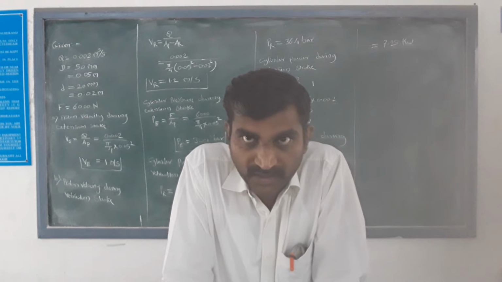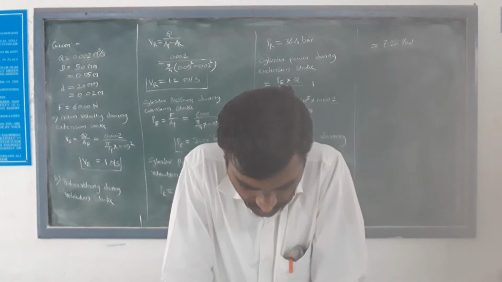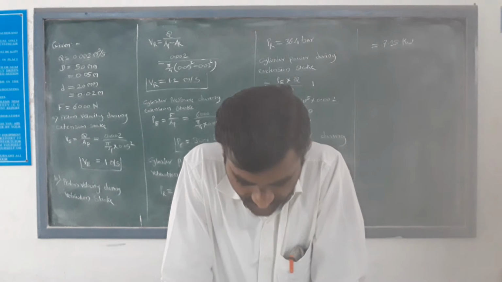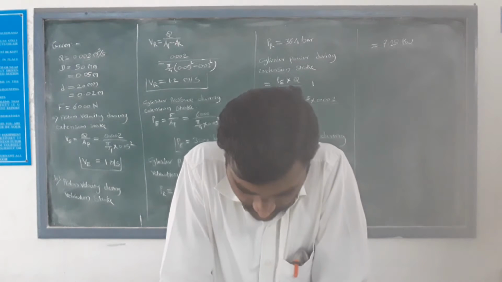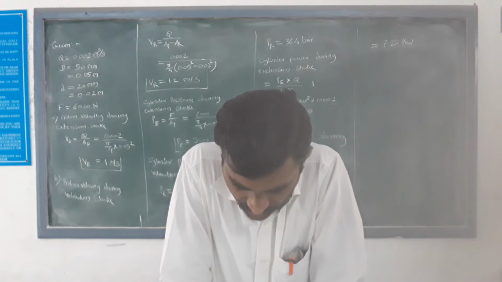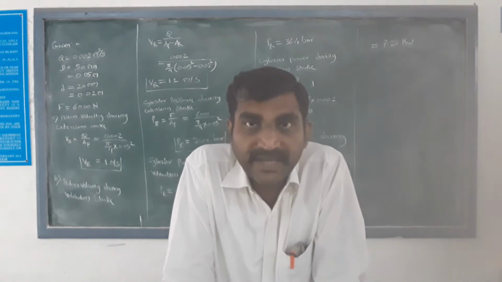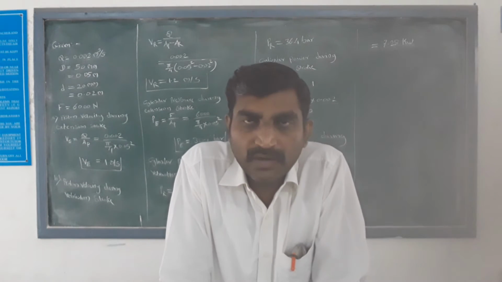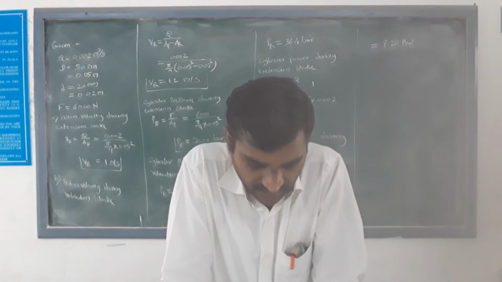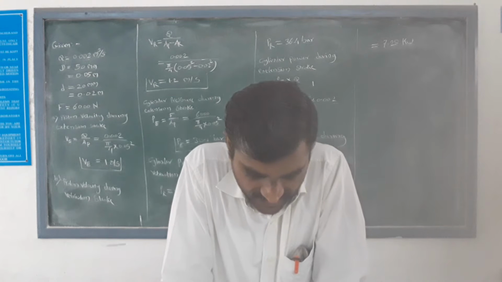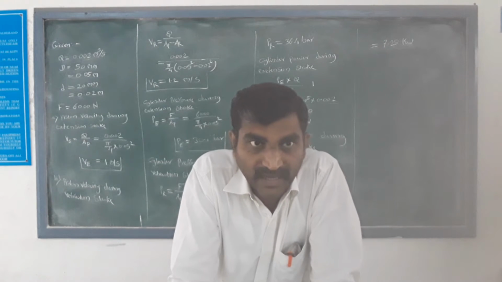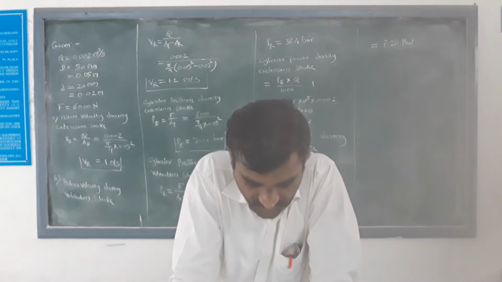Assume coefficient of sliding friction as 0.15 and cylinder bore diameter as 50 mm. Calculate the surge pressure.